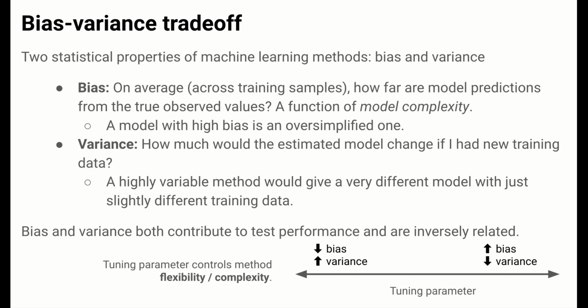Bias and variance both contribute to test out of sample performance of learning methods. And generally, bias and variance are inversely related. When we vary tuning parameters of statistical learning methods, we're trying to adjust the flexibility or complexity of the resulting model to adjust bias and variance. But because of their inverse relationship, when we succeed in decreasing bias by making a model more complex, we end up increasing its variance. And when we change the tuning parameter to decrease variance, we end up increasing bias.